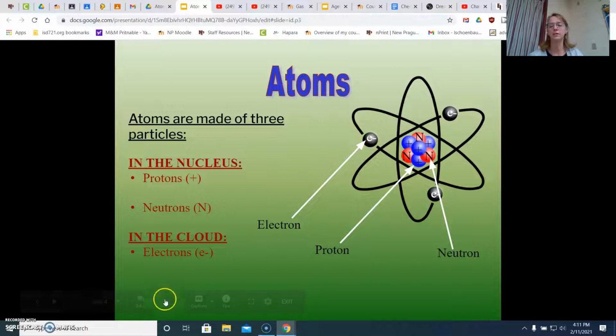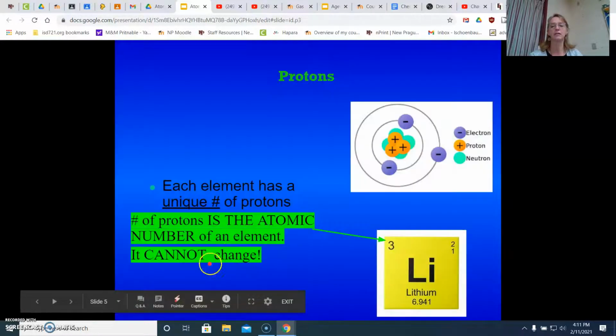We do need to know the parts of the atom, and inside the nucleus you have protons, which are positively charged, neutrons, which do not have a charge, they are neutral, which is why they're called neutrons, and floating around in the cloud are electrons that are negatively charged.